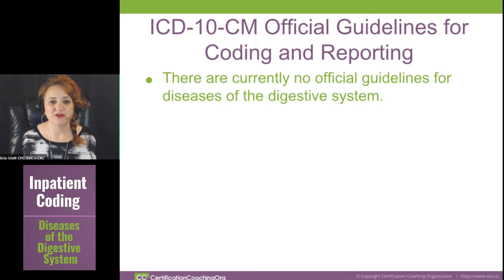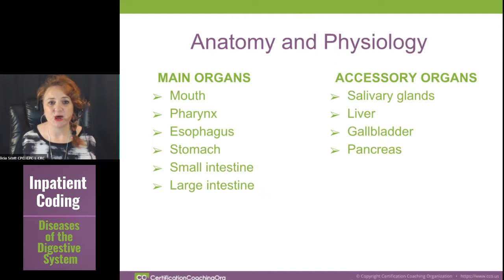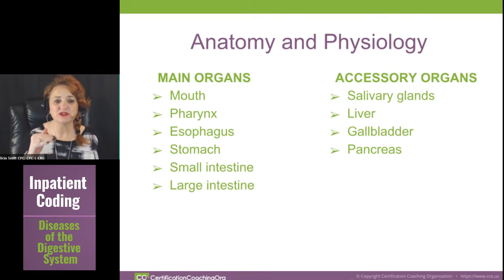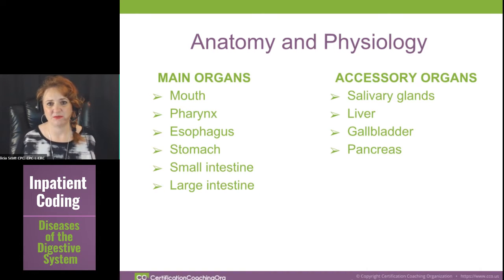All right, we are going to talk about the digestive system and the organs. The main organs of the digestive system are the mouth, pharynx, esophagus, stomach, small intestines, and large intestines. Now, we are going to break down the small intestine and talk about the parts as well as the large intestines. And if you don't know the names of the different divisions of the intestines, I would go ahead and memorize those.